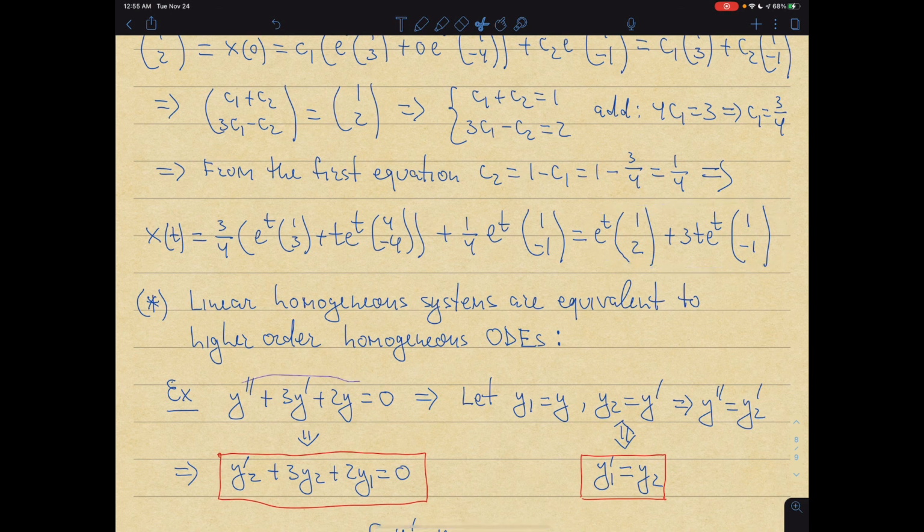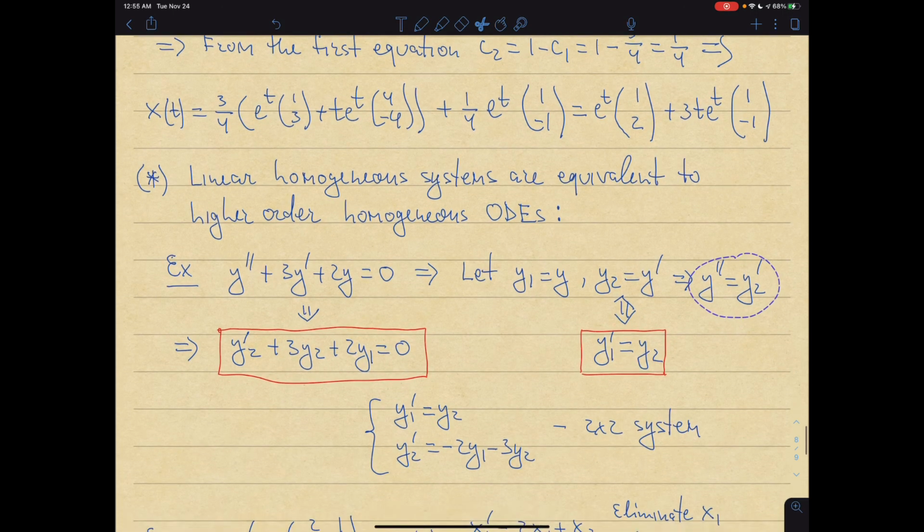So let's say we have a second order linear homogeneous equation like this, and I'm going to define two new functions. y1 is going to be a different notation for y, the solution of this ODE, and y2 is going to be y prime. But if y2 is y prime, and I now call y as y1, that means that y1 prime is y2. If y2 is defined as y prime, and I take the derivative of both sides, I get that y double prime is y2 prime.